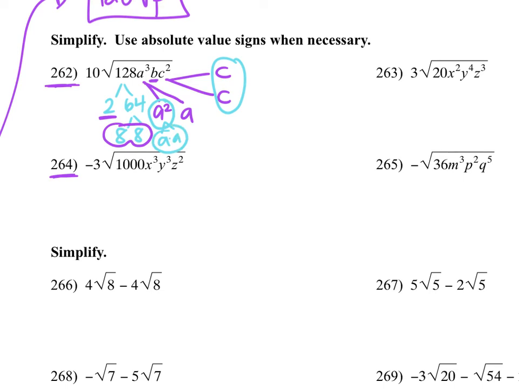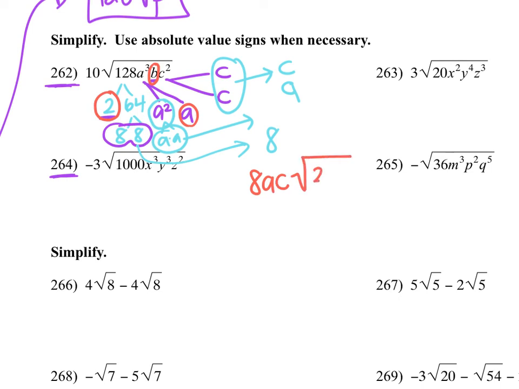So here's a couple. So out of this couple, 1 comes out. Out of this couple, 1 comes out. Out of this couple, 1 comes out. So let me underline or box or in red. Here's a loner. Here's a loner. And here's my loner. So ultimately my answer is 8ac square root of 2ab. And that is my answer.